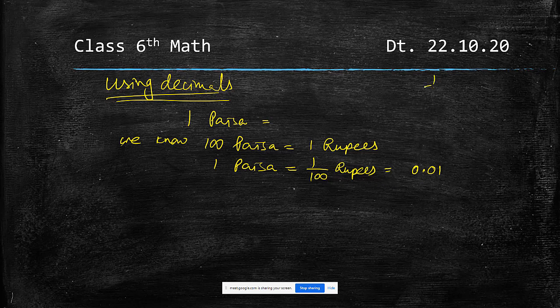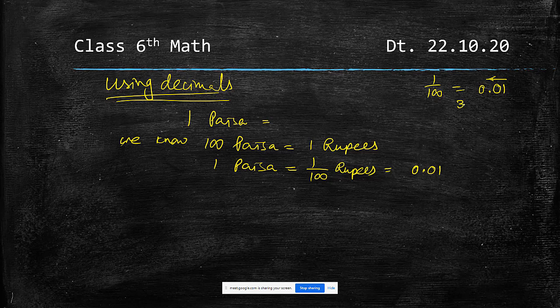Again, I am explaining to you. If it is 1 by 100, then we write 1, this numerator. Then from the right hand side, after 2 digits, we will place the decimal sign. But here only 1 digit is there. So we will put another 0 and put the decimal sign.